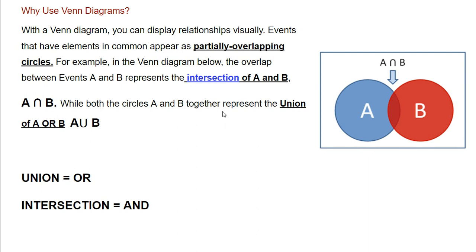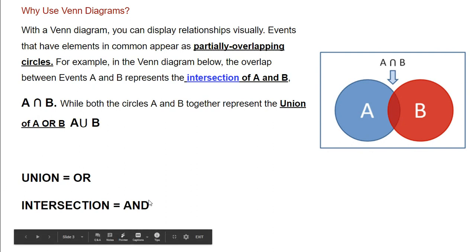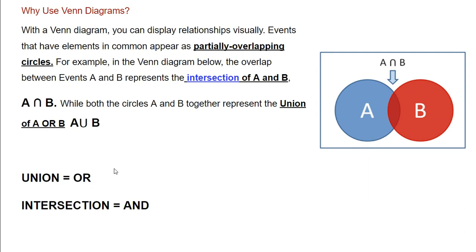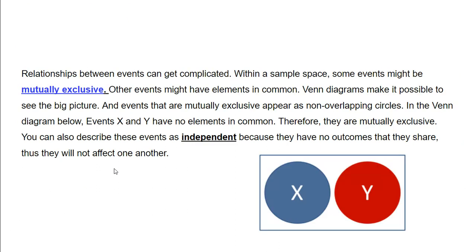But then both circles together represent the union. So it's this or that. So red or black. That could have red and yellow, red and orange, black and orange, black and black, black and red, red on red, right? All of those things are indicative of being in either of those circles. So we represent that as "or," this or that. It's a big key to remember that the union is the "or" and the intersection is the "and."